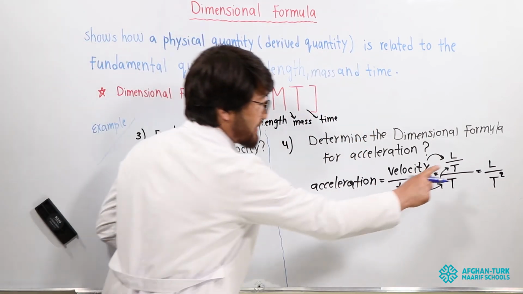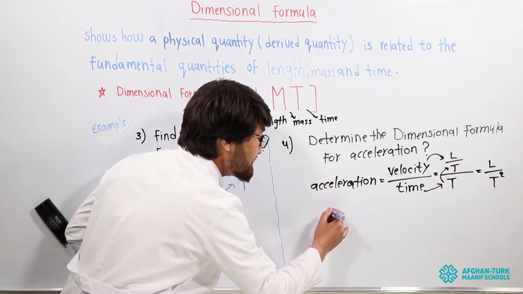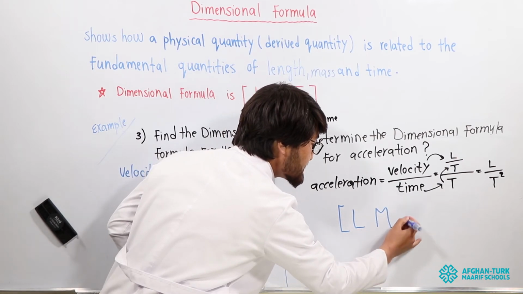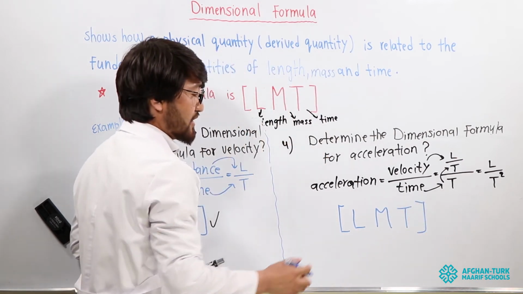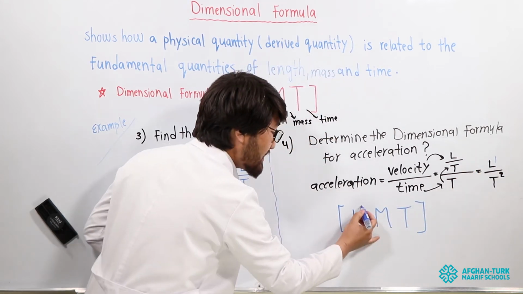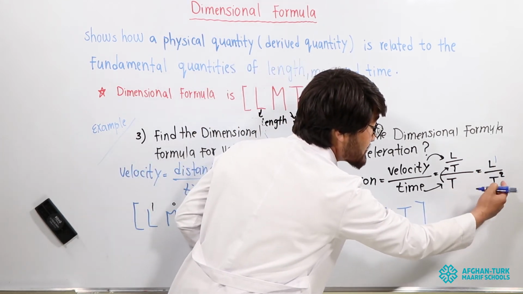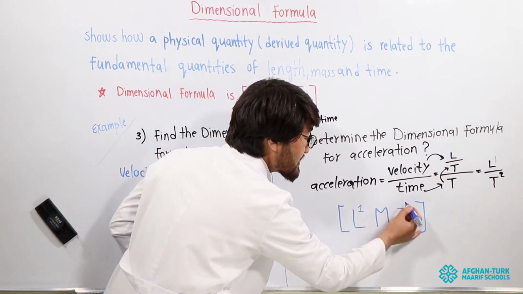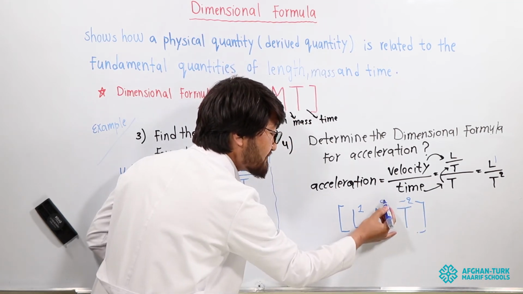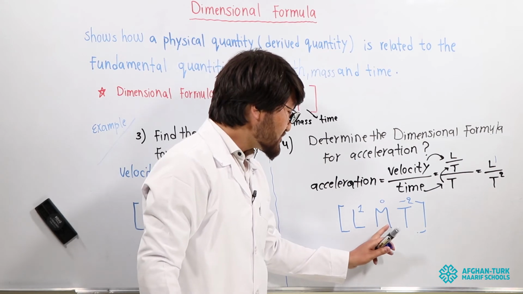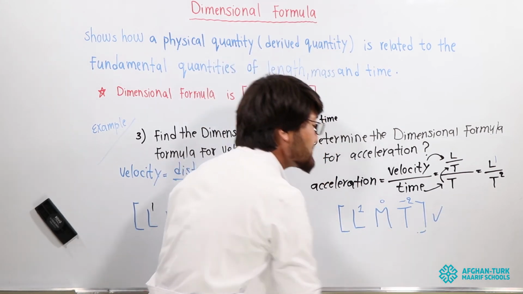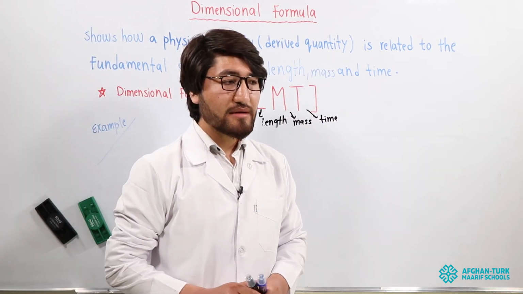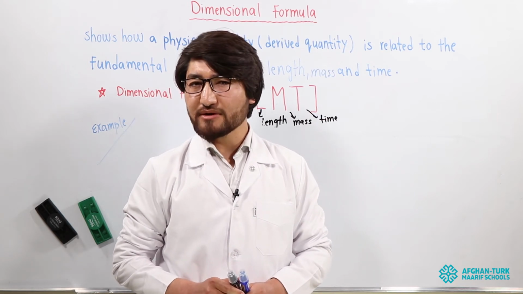Therefore, I will write the dimension formula for acceleration. What is the formula? L, M, T. What is the power of L? 1, I put 1. What is the power of T? The power of T is 2, but it should be minus. And we don't have mass, so the power of mass should be 0. This is the dimension formula for acceleration.